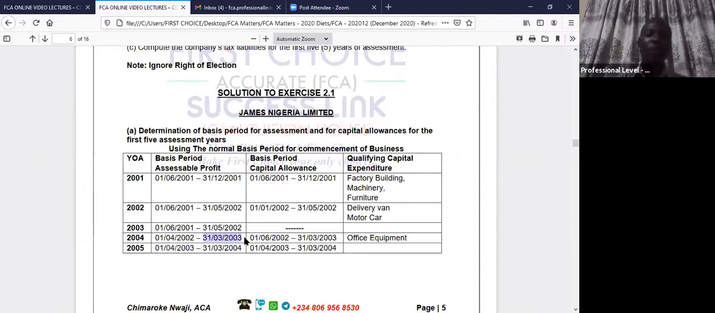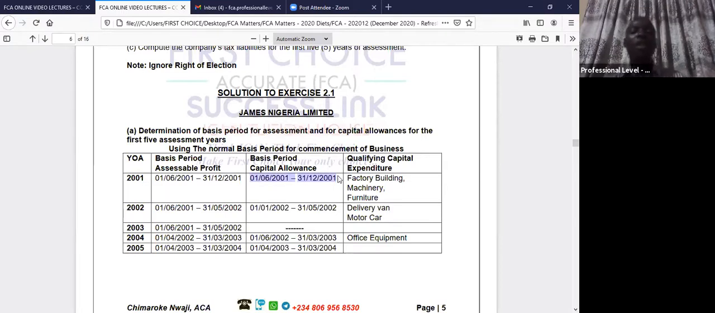Now we have done with profit basis period. Let's move to capital allowance. Whenever you are starting your business, your capital allowance for the first year will be exactly the same as that of profit. So that's our base. So your profit is from June 1, 2001 to December 31st, 2001. So be it. Capital allowance is the same.